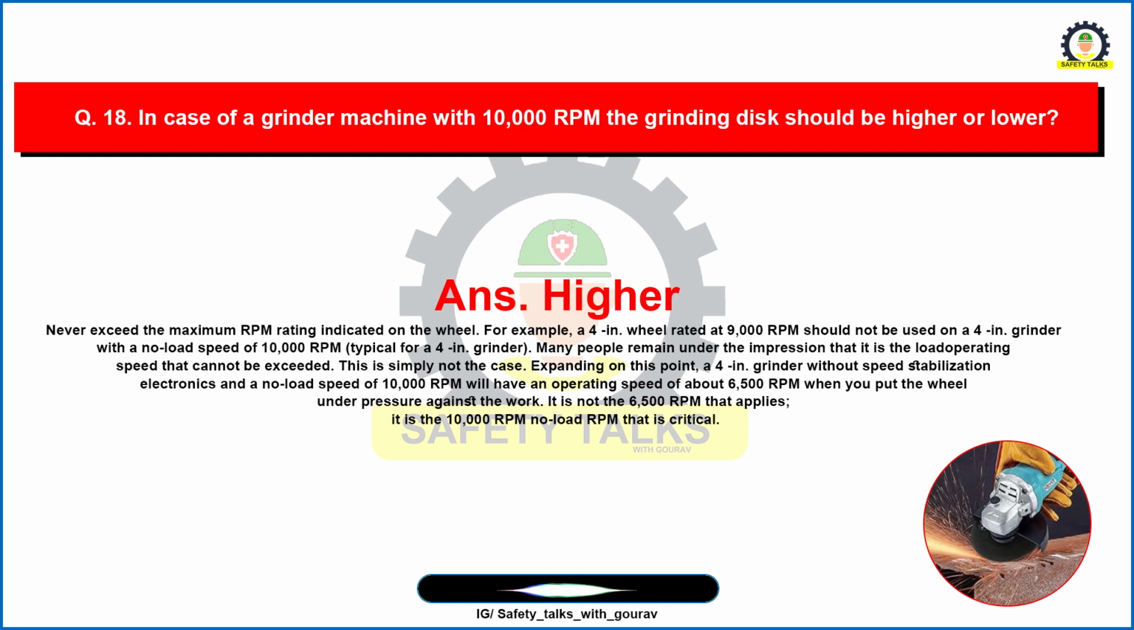So this is simply not the case. Expanding on this point, a 4 in grinder without speed stabilization electronics and a no load speed of 10,000 rpm will have an operating speed of about 6,500 rpm. So when you put the wheel under pressure against the work, it is not the 6,500 rpm that applies, it is the 10,000 rpm no load rpm that is critical. So remember that. Now move on to the next question.